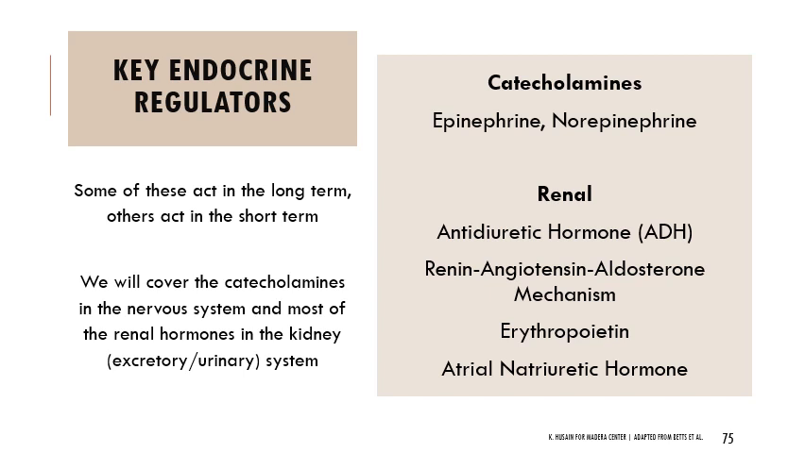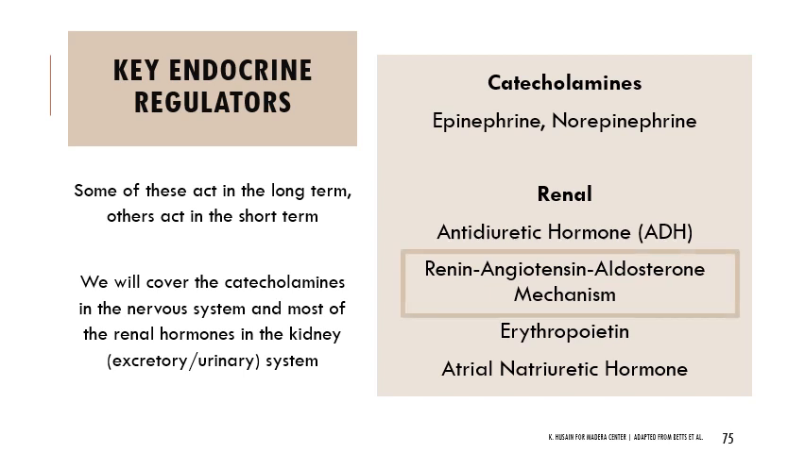So in terms of the endocrine regulators, some of these are acting long-term, some are acting short-term. The catecholamines are epinephrine and norepinephrine. We'll cover those more when we talk about the nervous system. The renal hormones, we'll do an antidiuretic hormone case study when we talk about the kidney system or the excretory urinary system. Erythropoietin and atrial natriuretic hormone we'll talk about later.